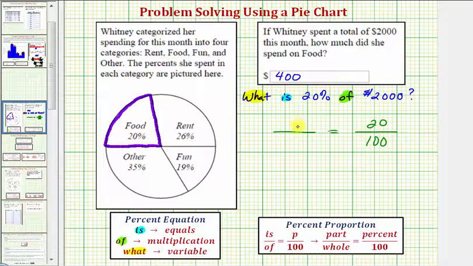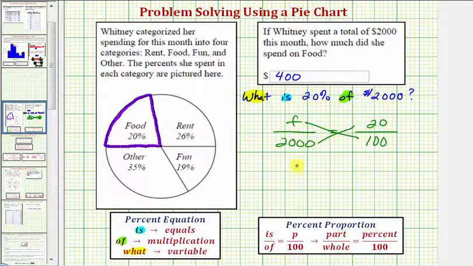And then for this ratio here, the part to the whole, we're trying to determine what part of the $2,000 she spent on food. So the part is the unknown, so the ratio of the part to whole would be f over 2,000. Now that we have a proportion, we would cross multiply and solve for f. So f times 100 must equal 2,000 times 20.